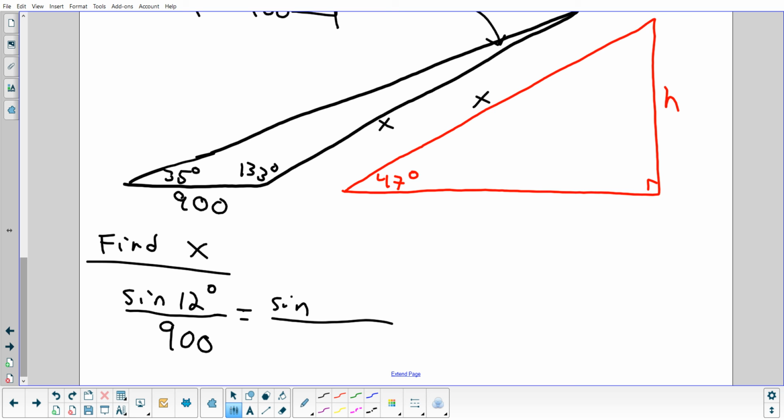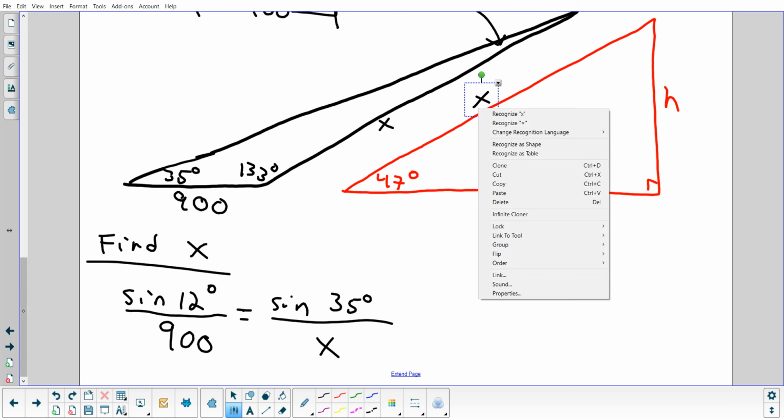Sine of x. Well, remember, x is a side, so we don't want to fill in a side into a trig function. So sine of 35, divided by x. Very good. So sine of an angle divided by what's across equals sine of an angle divided by what's across. So now let's solve for x, which is really the hypotenuse.